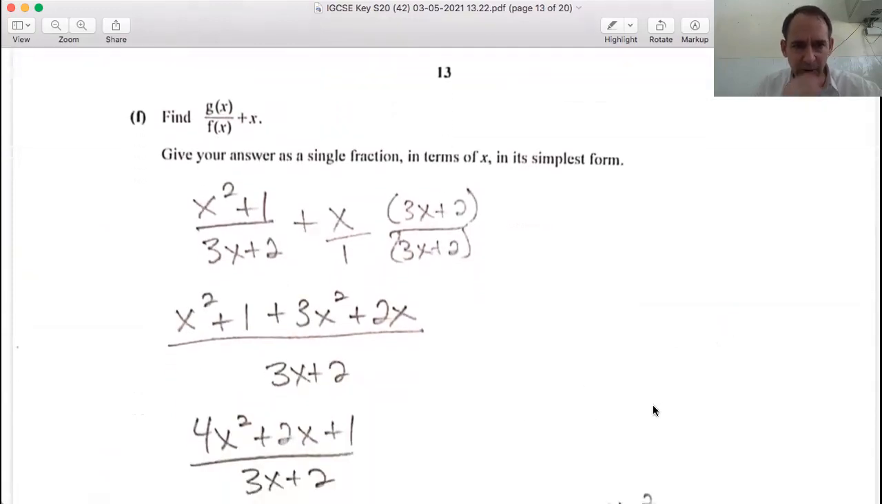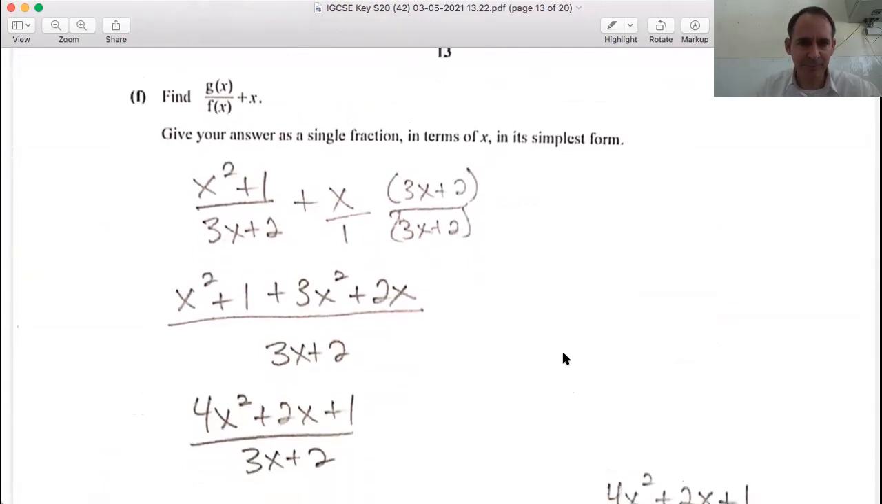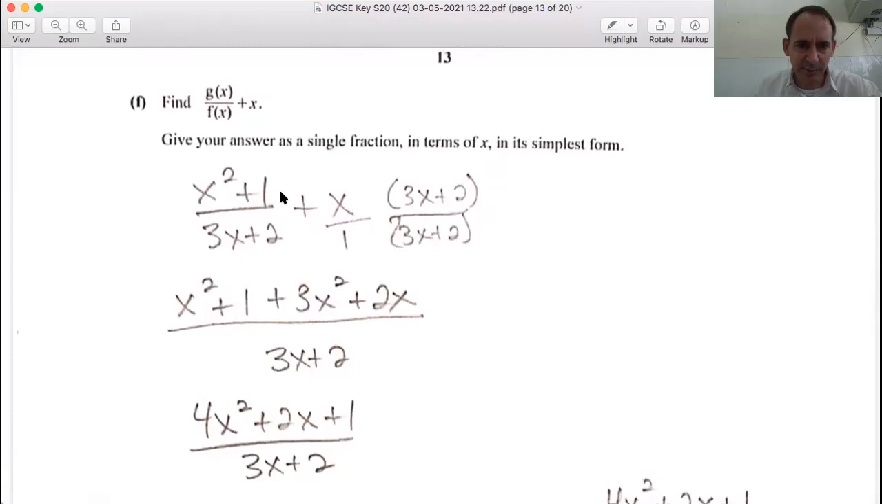More functions. Find g of x divided by f of x, plus x, and they want us to combine it into a single fraction in terms of x in simplest form. So g of x is x squared plus 1, f of x is 3x plus 2, plus we're going to put x over 1 to make it a fraction.